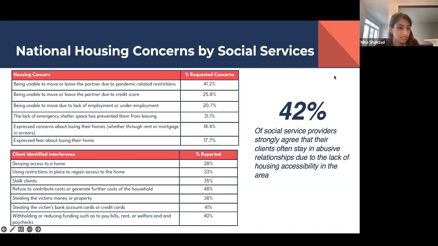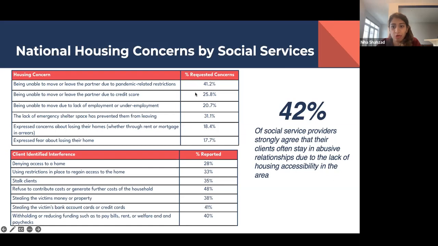38%, again, straight out stealing the victim's money or property. 41% said that abusers stole the victim's bank account cards or their credit cards, or they withheld money to pay bills or rent or anything like that.